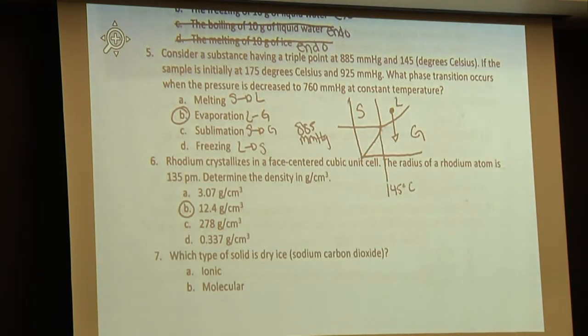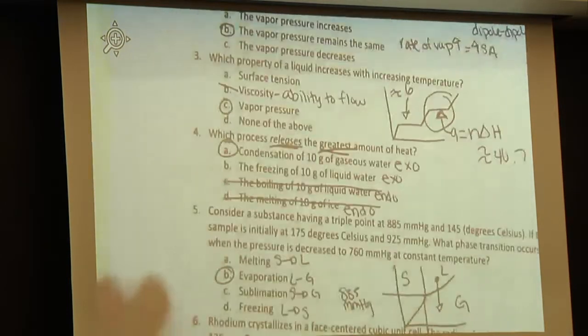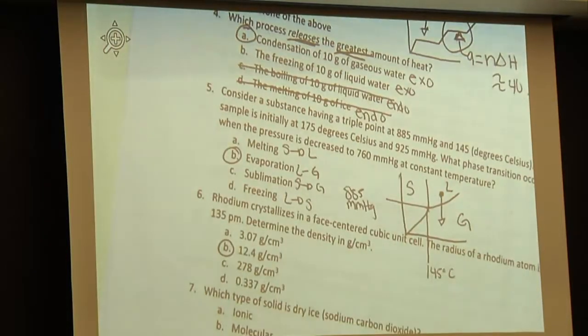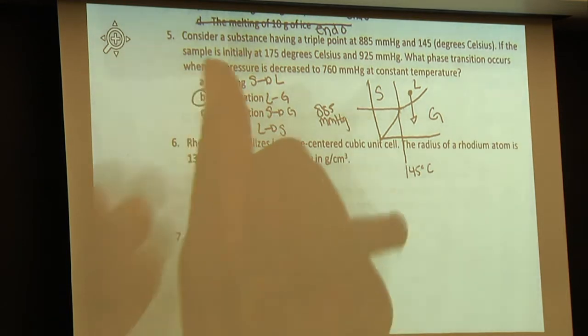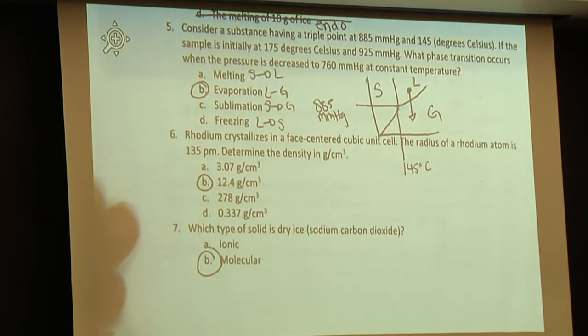All right, number 7, which type of solid is dry ice? Does anyone know? Yes, that's correct. So number 7 is B, molecular. Which type of solid is dry ice? It's molecular. Diamond is what? Network covalent.